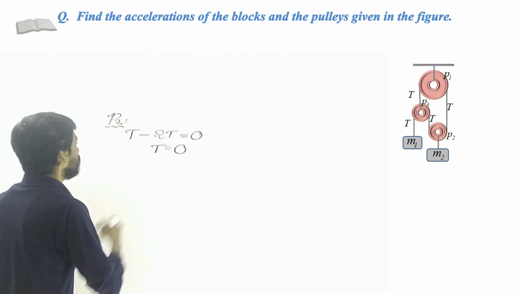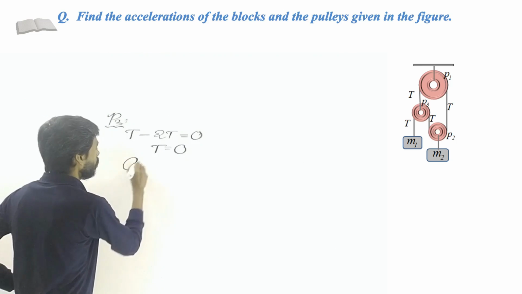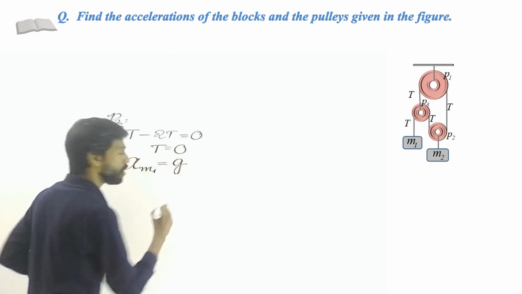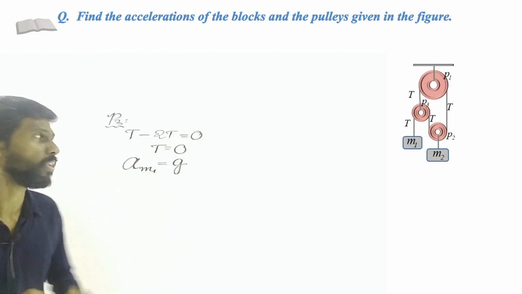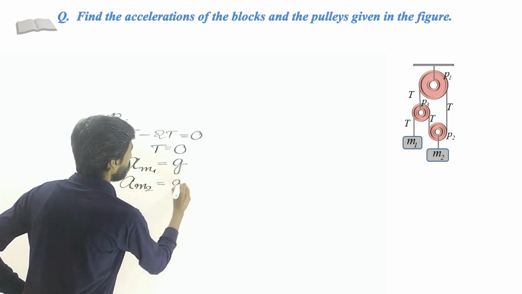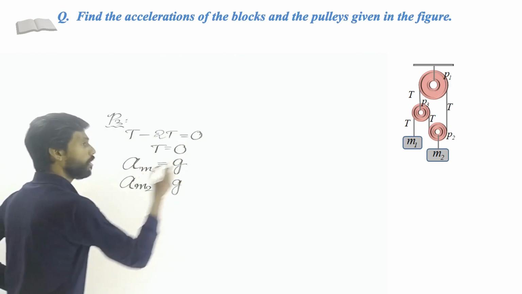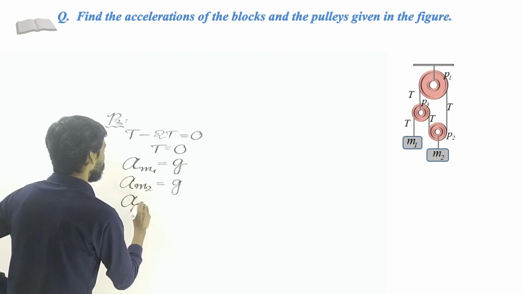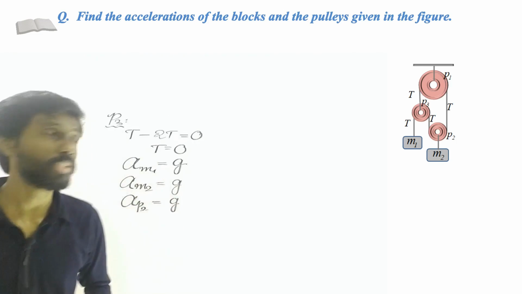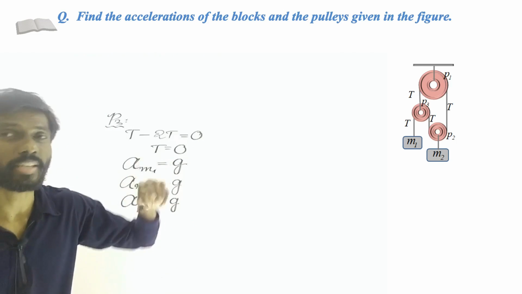So that means both the blocks move under gravity only, so the acceleration of the mass M1 is the same as the acceleration due to gravity, that is g. That's it. What about the acceleration of the block M2? That is also g, because the only force is the gravitational force. That is connected to the pulley P2, so the acceleration of the pulley P2 is also g. So M1, M2 and P2 move with the same acceleration g in the downward direction.